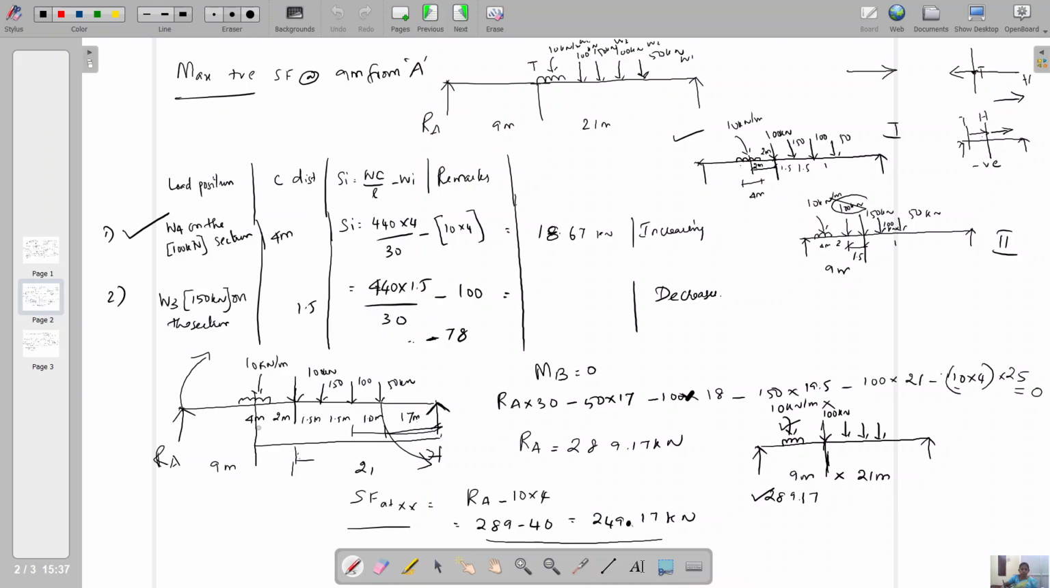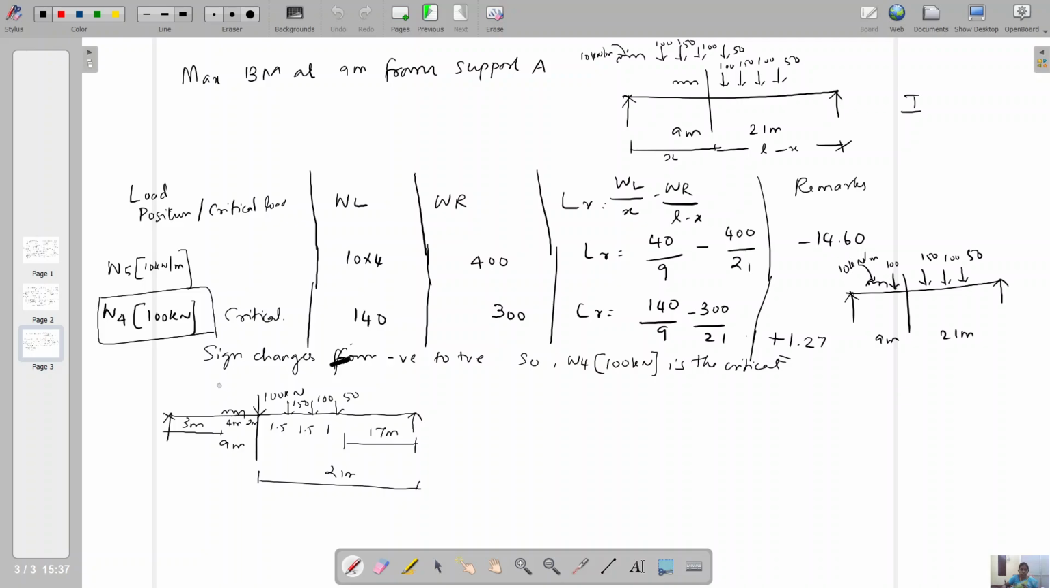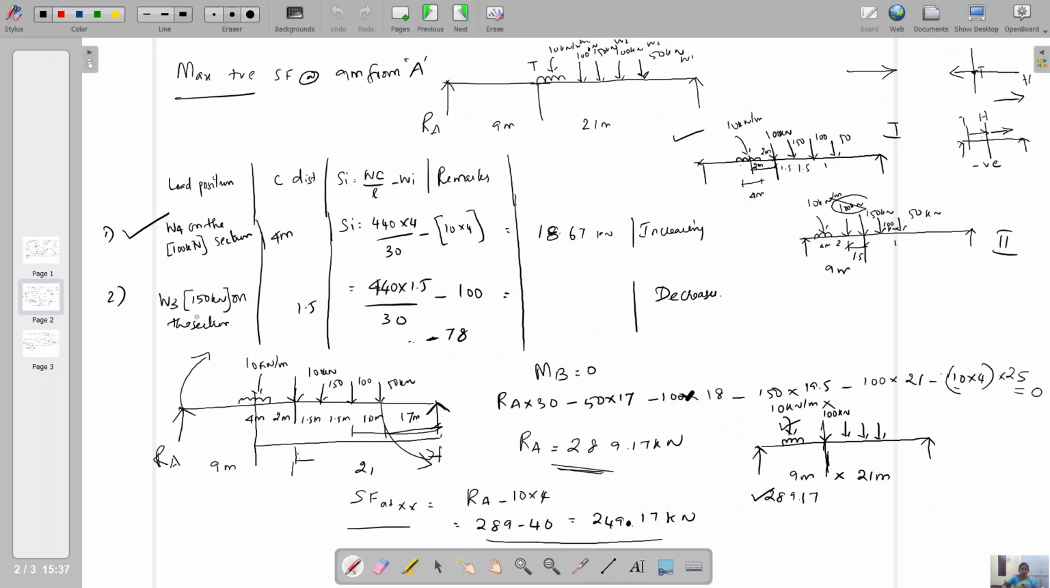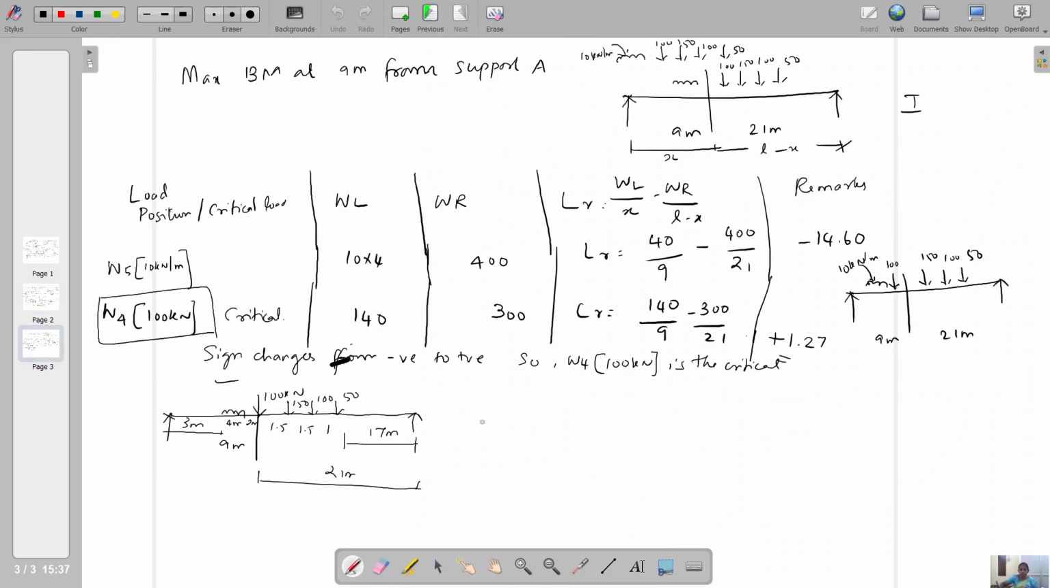Maximum positive shear force. The same load is placed at this section and I have calculated the RE value. You can use this value for the maximum bending moment procedure, because the placement of load is the same in this case as well as in the previous case. So you can use this value RA for the particular calculation. No need to calculate again.